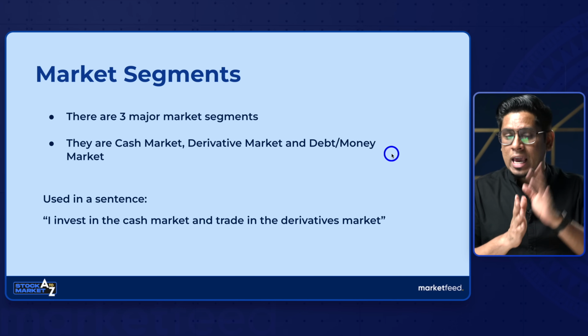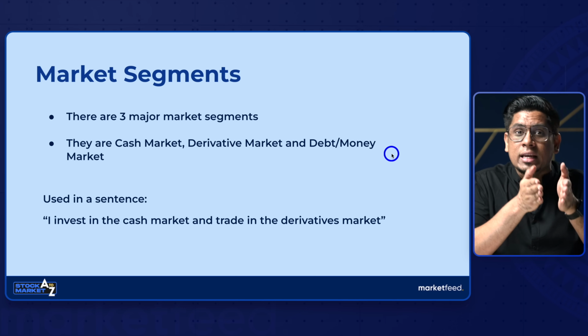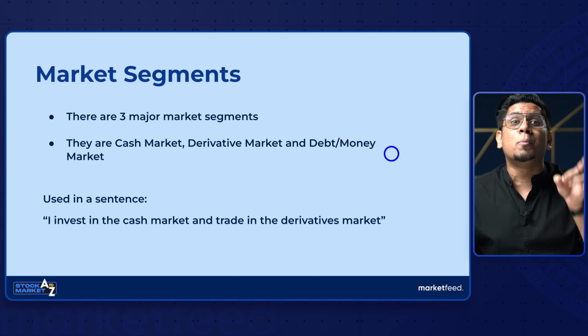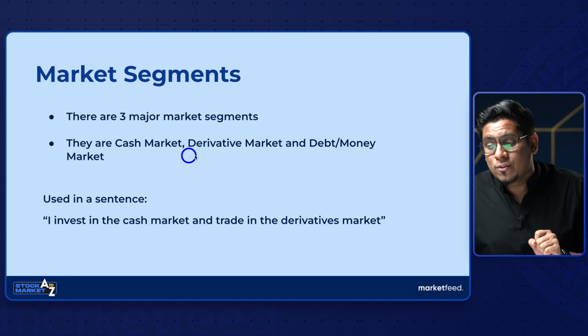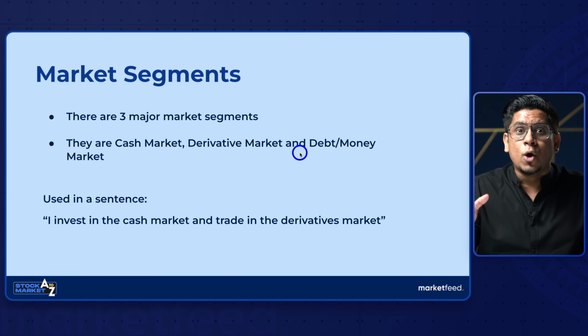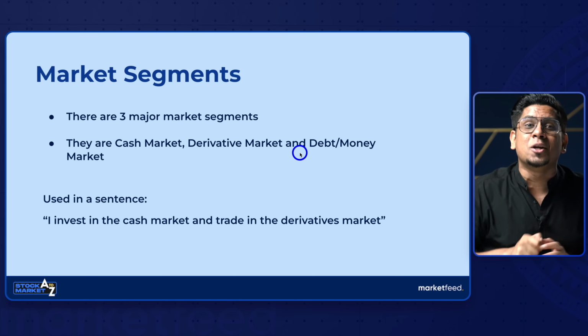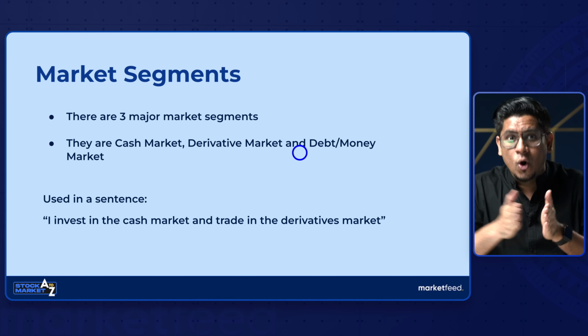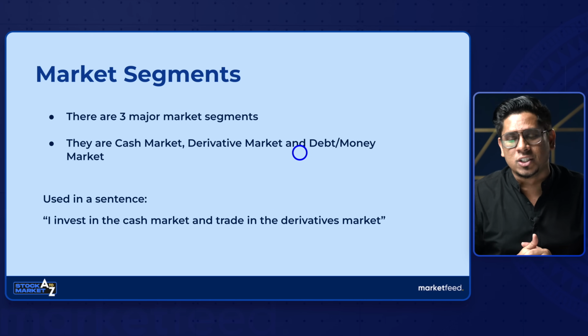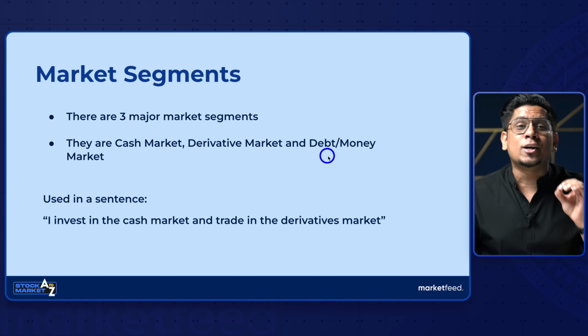Now, what are these? If you're trading or investing only in stocks and equities, it means that you're participating in the cash market. Cash market. Now, derivatives market is the market segment where you trade in futures and options. Now, I know you don't know what futures and options are, but no worries. Going ahead in the series, we will learn about futures and options. And finally, it is a debt or money market.